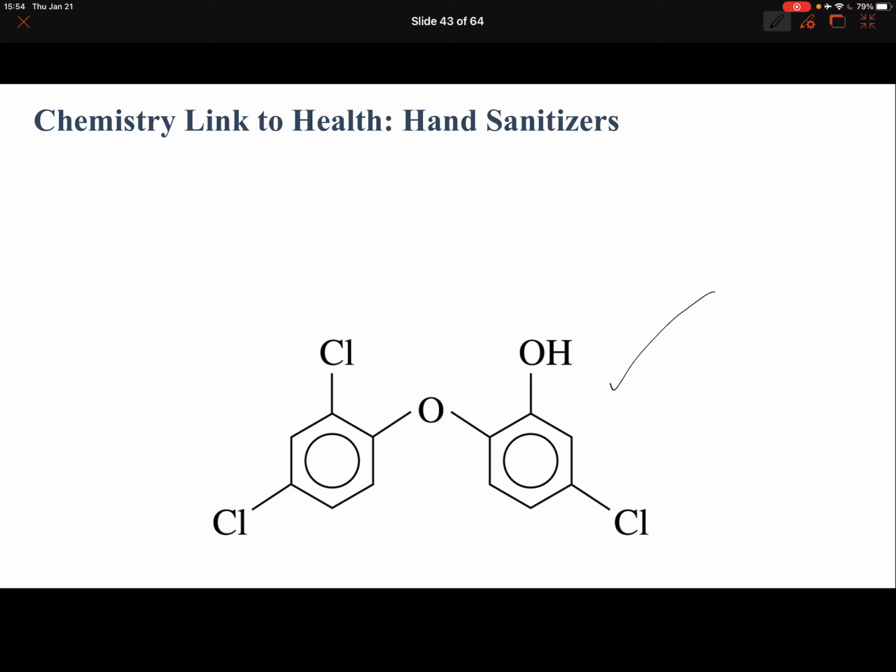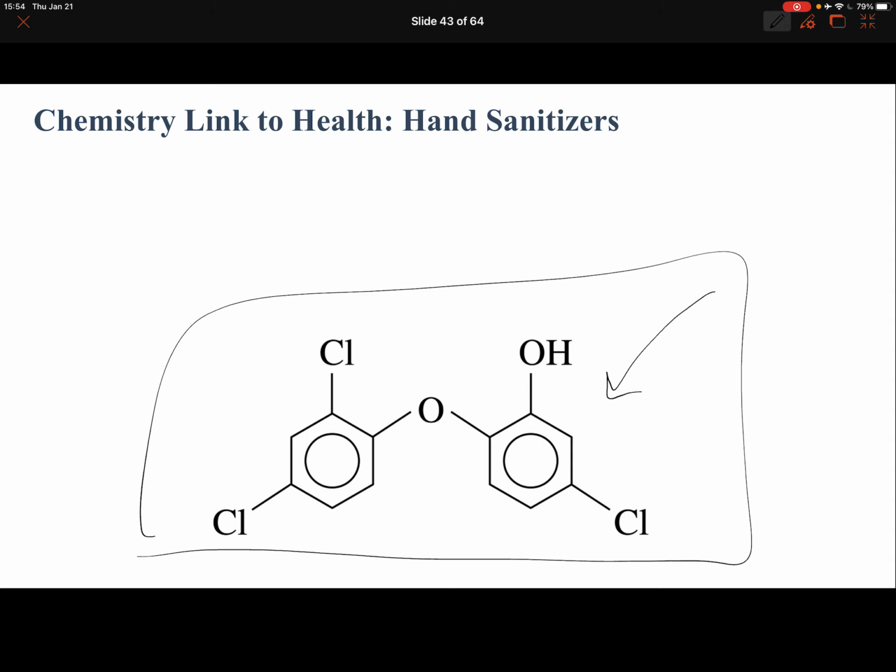This is triclosan. It's an antibiotic compound. It's now banned in personal care products. I'm not sure why. There's a picture of it in the slides. So we've been able to use ethanol to do the job that these compounds used to do.